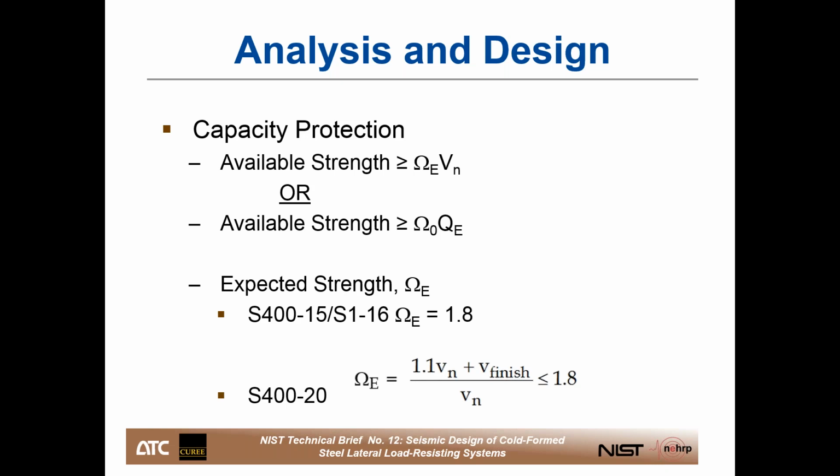S400-20 provides improved estimates of omega E that include the expected strength of the seismic force resisting system itself. That's the 1.1 VN term that you see there, in addition to additional strength added by finishes, or the V finish term that you see there.